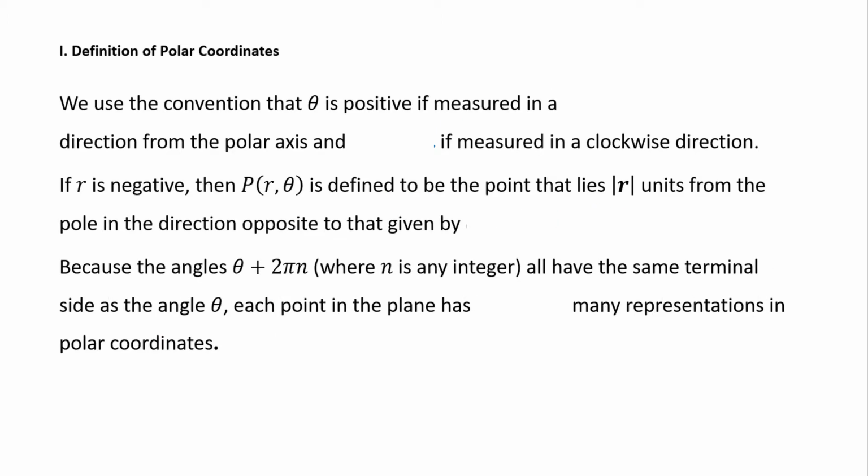We use the convention that theta is positive if measured in a counterclockwise direction from the polar axis and negative if measured in the clockwise direction. If r is negative, then the point (r, theta) is defined to be the point that lies the absolute value of r units from the pole in the direction opposite to that given by theta. Because the angles theta plus 2 pi n, where n is an integer, all have the same terminal side as angle theta, each point in the plane has infinitely many representations in polar coordinates.